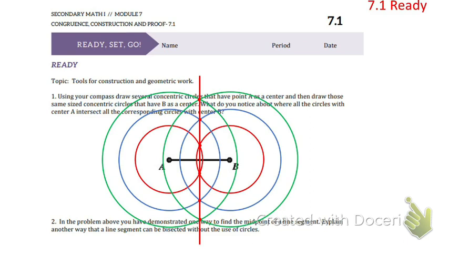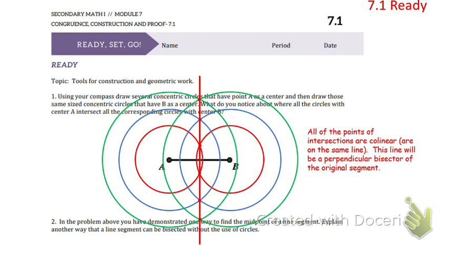It's also perpendicular. So all of these points that we just drew make a line, and that line is going to be the perpendicular bisector of our original segment. A perpendicular bisector, those two words, perpendicular means it makes a right angle, bisector means it cuts it in half. So we just drew a segment that cuts segment AB in half and does it at a right angle.